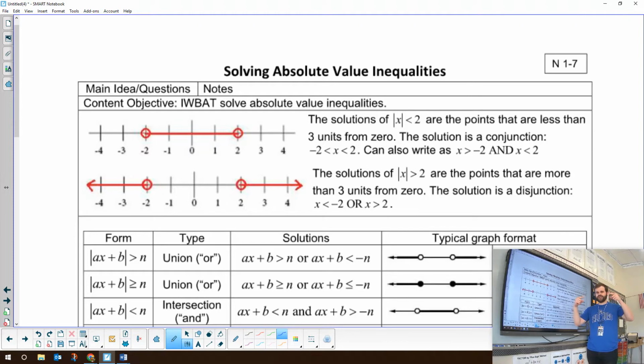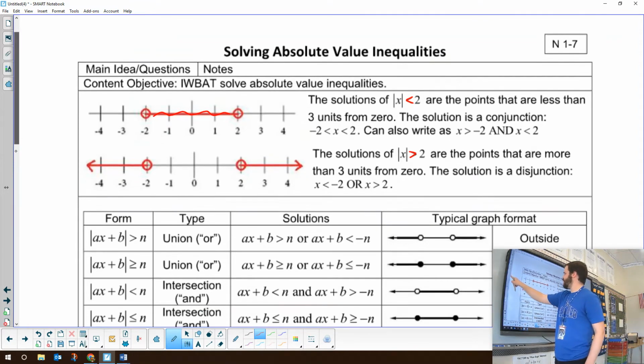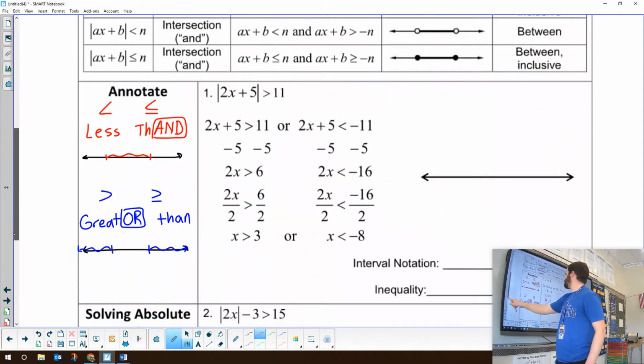we got two answers, and our answers either came together or they went apart. Okay? So what's going to happen here is I know that my graph is going to come together if, when I get the absolute value sign, I have a less than symbol. If I have a greater than symbol, it's going to go apart. Okay? So let's take a look at this.